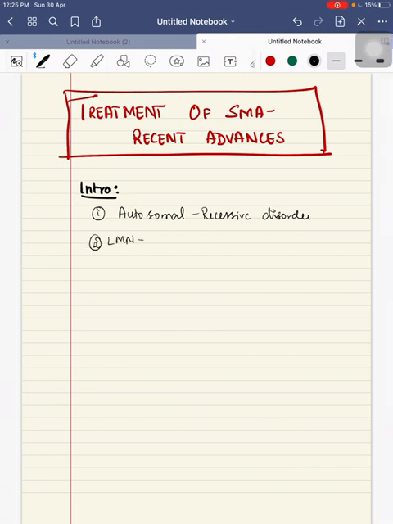Spinal Muscular Atrophy is an autosomal recessive disorder. It is a lower motor neuron type of lesion with progressive weakness and muscular atrophy.